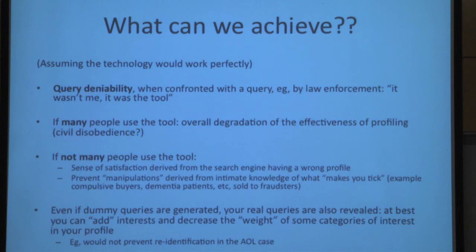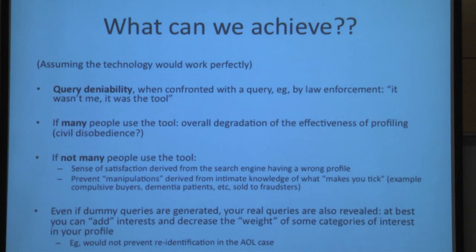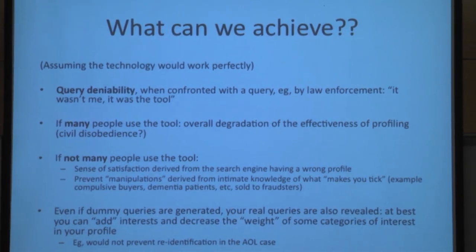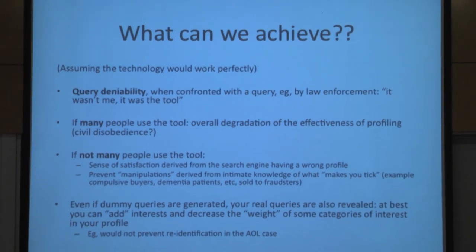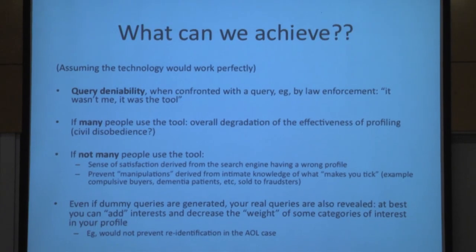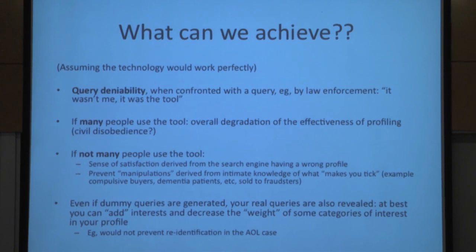Yeah, and one thing to keep in mind is that even if the dummy queries are generated, and this is going back to the point that you mentioned before, the real queries are still there. So if we think of cases such as the AOL case, in which people were de-anonymized based on their queries, this would still be possible, because the real queries that led to her de-anonymization would not have been removed or modified. They would be added with other things that maybe introduce some confusion for the people trying to identify the person, but still would not prevent this kind of threat.